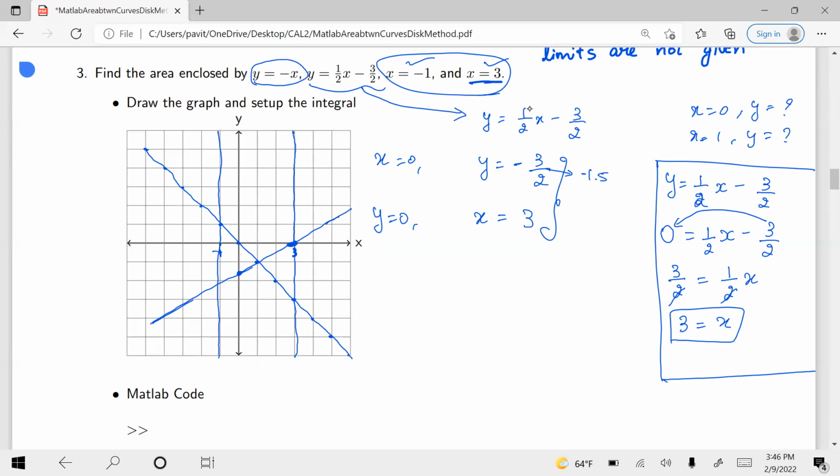Got it? Now, you have an intersection point. At what point is it intersecting? What is the x point here? Anyone? This is negative 1. This is 0. This is 3. And what point is this?